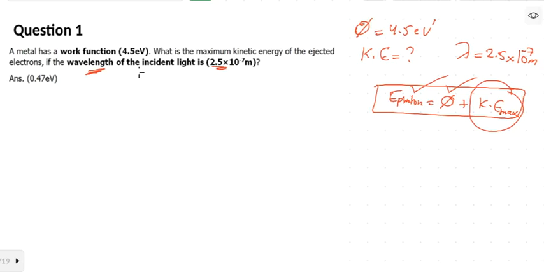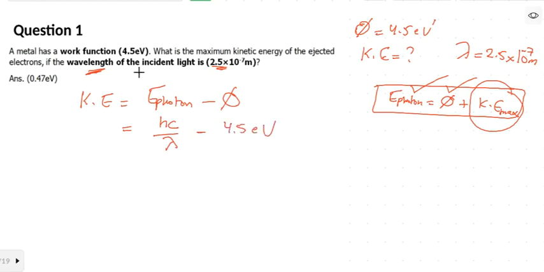So what are we looking for? To find kinetic energy, let me work together and see what I will do. Kinetic energy, I need kinetic energy, will be equal, make it the subject, E photon minus the work function. E photon is hc over lambda, because I don't have E photon, I have the wavelength, so I replace it according to the given. Minus the work function, it's already given in electron volt.